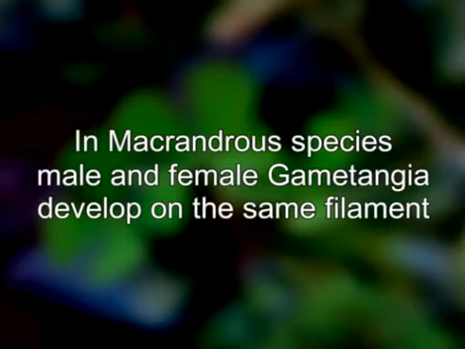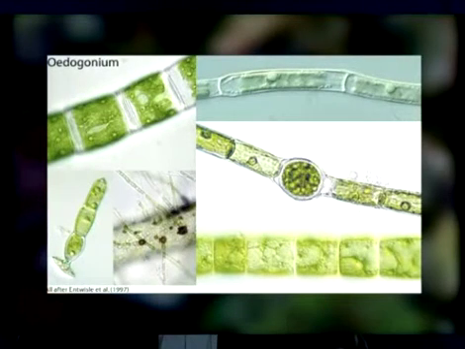In the macrandrous species, the male and female gametangia develop on the same filament. To ensure cross-fertilization, the male gametes or antheridia mature just one day after the oogonia. Whereas in macrandrous dioecious species, the male and female gametangia are borne on two different filaments.